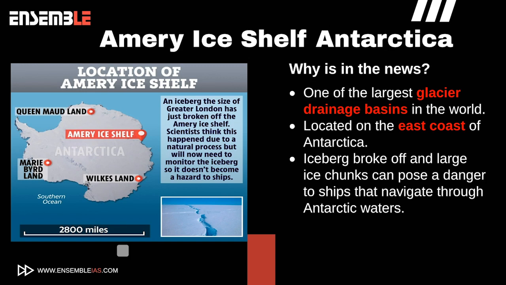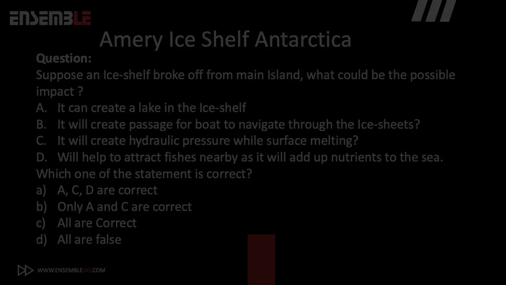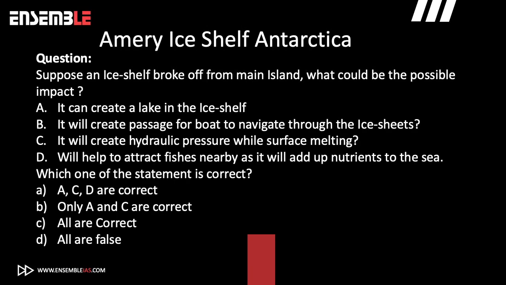Recently, the Amery ice shelf of Antarctica broke off from the main continent of the Antarctic ice sheet, and it has grabbed the attention of the public and environmentalists worldwide. Now suppose an ice shelf breaks off from the main island. What could be the possible impact of it on the ocean?